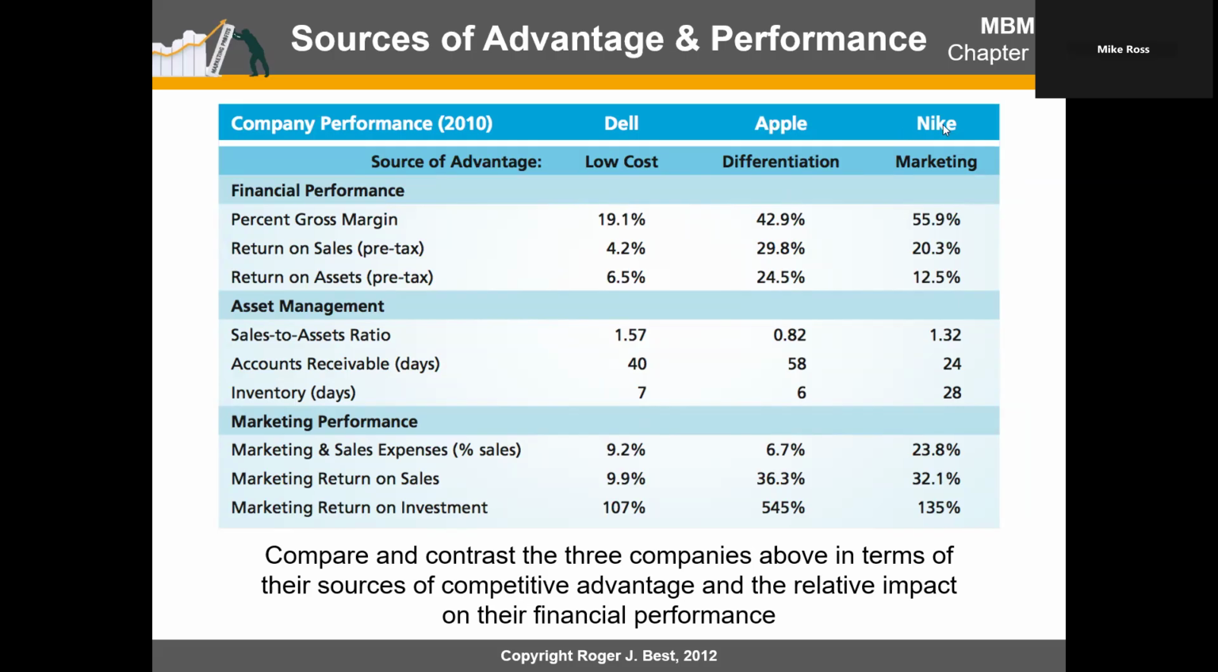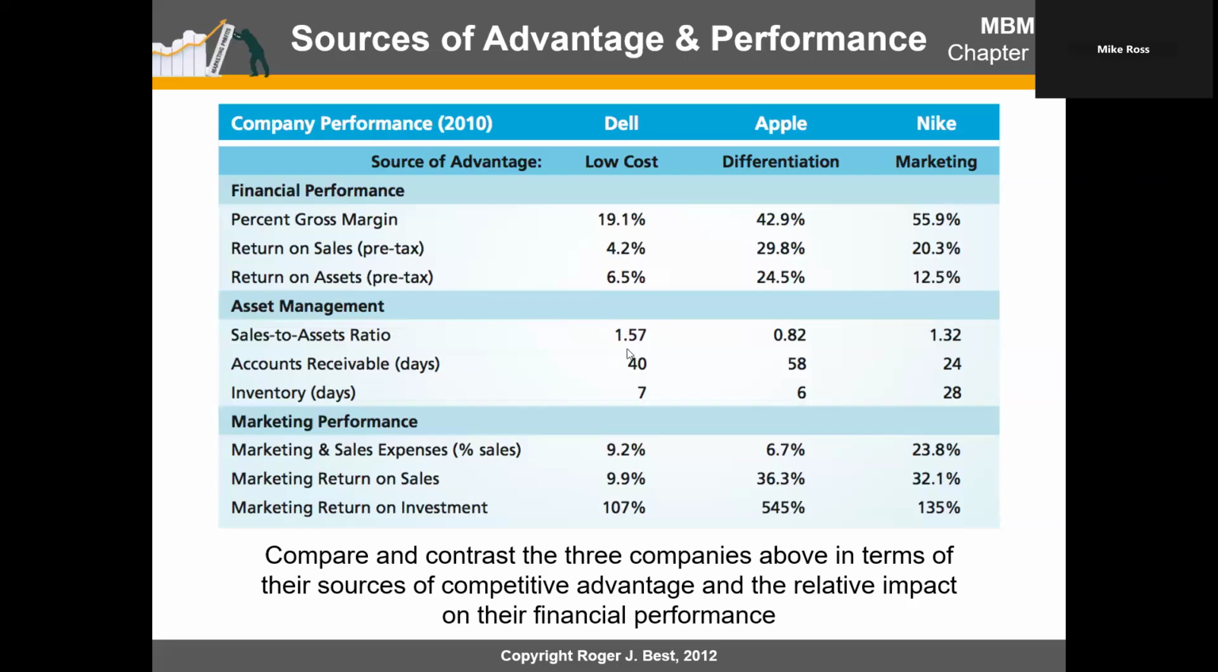And then Nike, they don't make laptops as far as I know, but Nike in sports apparel, you can see their percent gross margin is quite a bit different than Dell, because for a variety of reasons, I would argue that their brand is so strong that they can command extraordinary margins relative to their competitors.